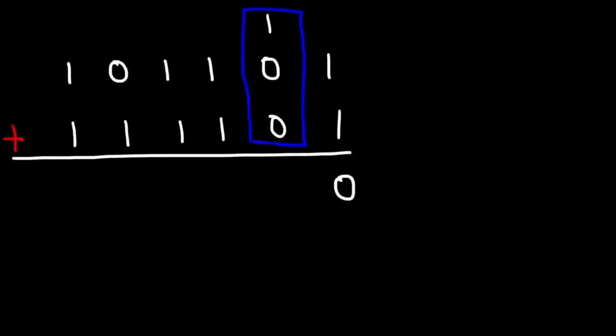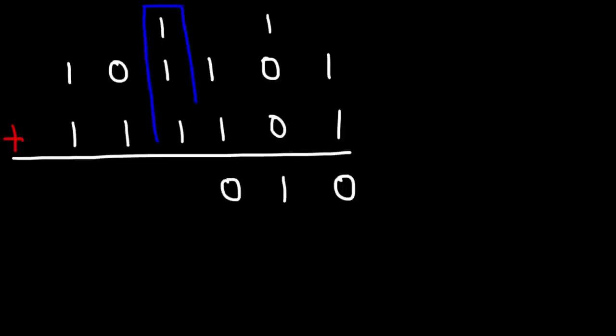1 plus 0 is going to be 1. And then in the third column, we have 1 plus 1, which is 0, but we got to carry over a 1. Now for the fourth column, we have 3 ones. Do you remember what we need to do if we encounter this situation? If you have 3 ones in a single column, it's going to give you a 1 for that column, but you need to carry over another 1 to the next column.